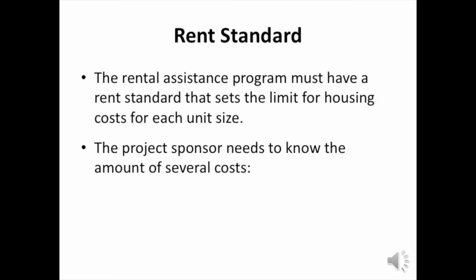It includes both rent and utilities. What is not included is telephone, internet, and cable. When determining whether a particular unit is within the rent standard, the project sponsor needs to know the amount of several costs: rent being requested by the landlord, basic utilities included in the rent to the landlord, and basic utilities to be paid separately in addition to the rent paid to the landlord.